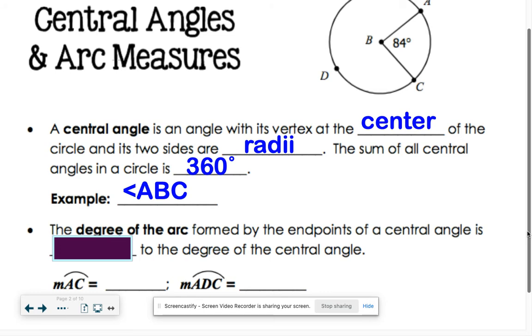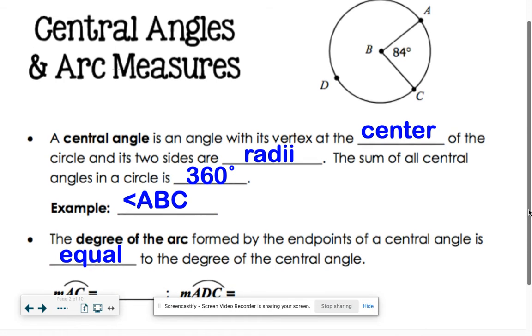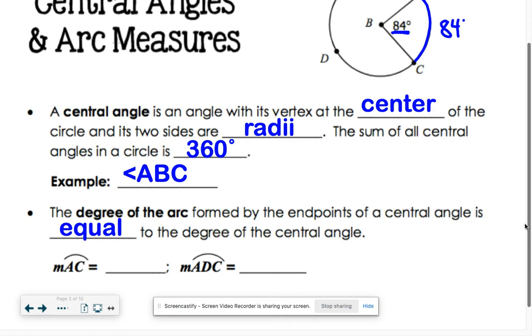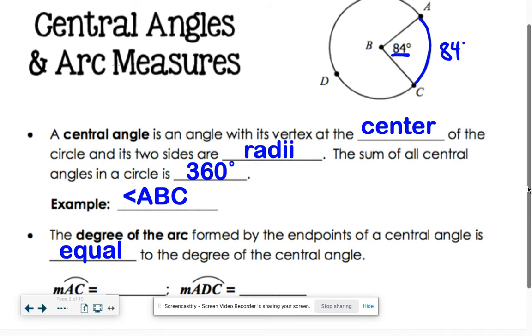The degree of an arc formed by the endpoints of a central angle is equal to the degree of the central angle. Do you see how we have this arc that is formed? If I were to ask you the degree of that arc, it's the same as the degree of that central angle. So this would be 84 degrees. The measure of arc AC, what I just highlighted in blue, is equal to 84 degrees, the central angle that it's made.